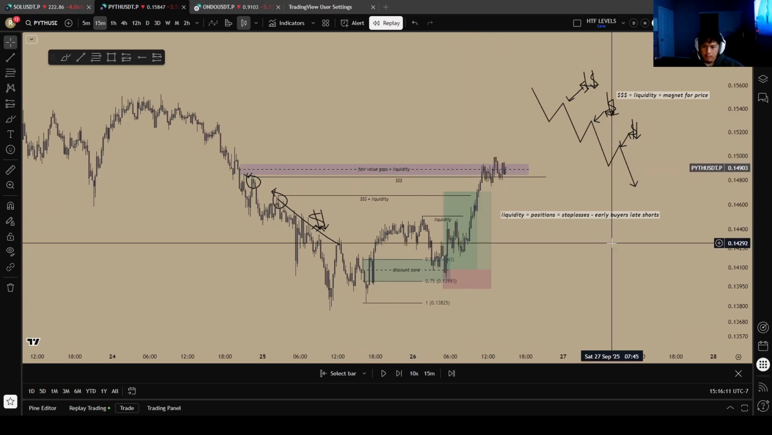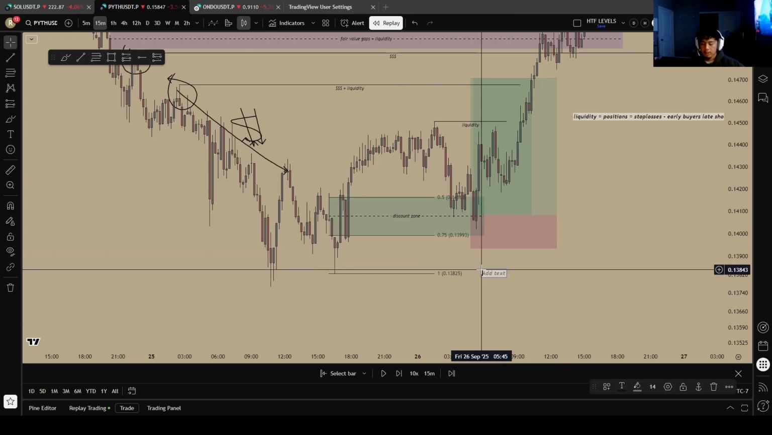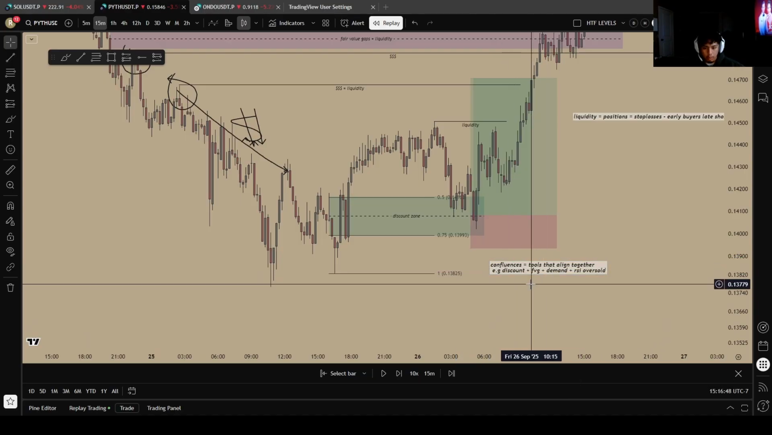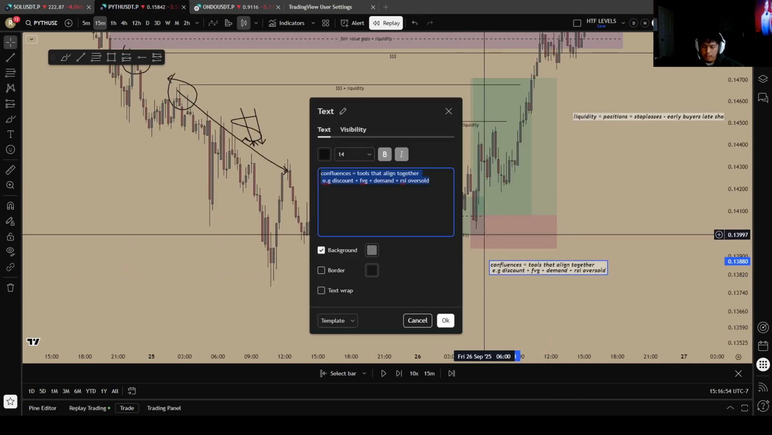Okay, so when you enter this trade, look at the RSI. Your confluences, okay, confluences are tools that align together. For example, discount plus fair value gap plus demand plus RSI oversold. This is an easy combo right here. So you don't need all of them, you just need maybe 2 or 3 of them, right? So in this case, we have a discount zone, we have the RSI at the bottom. There's other things too I can add to this, but I don't want to add too much because it will be confusing.